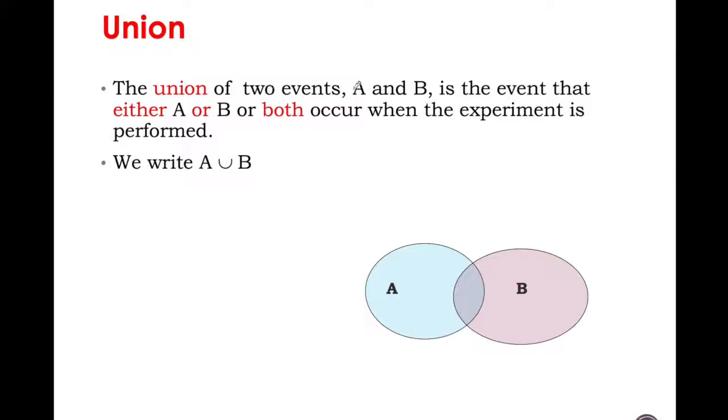The union of two events, which is A and B, is the event that either A or B or both occur when the experiment is performed. So in this case, we write A union B.